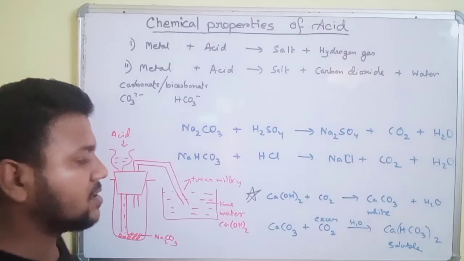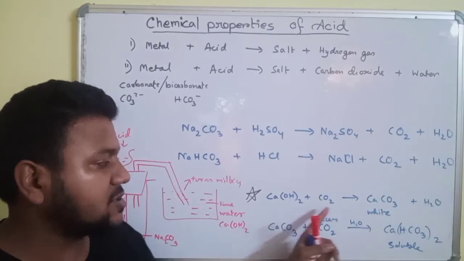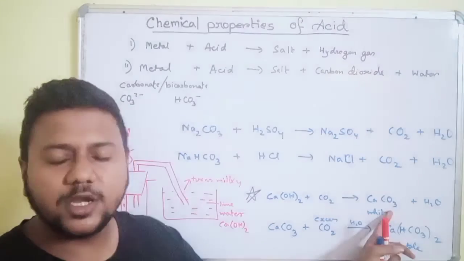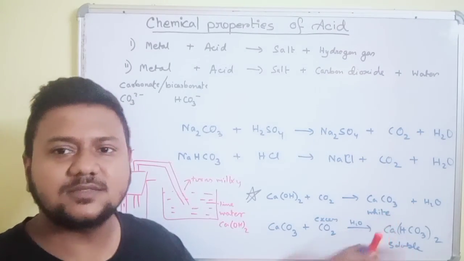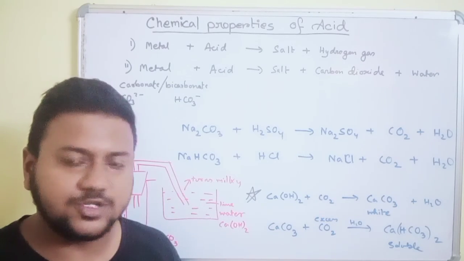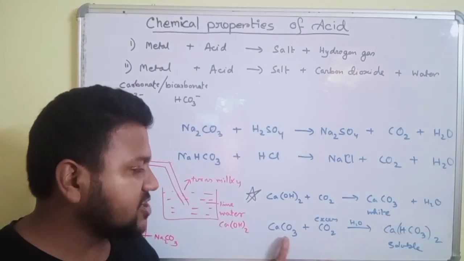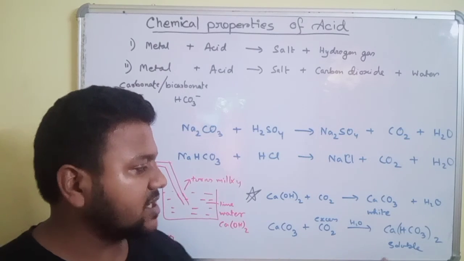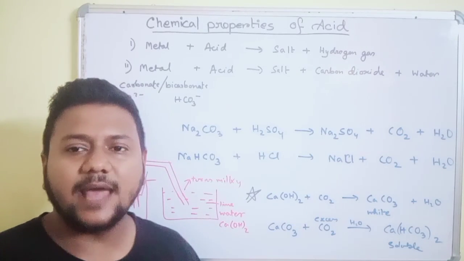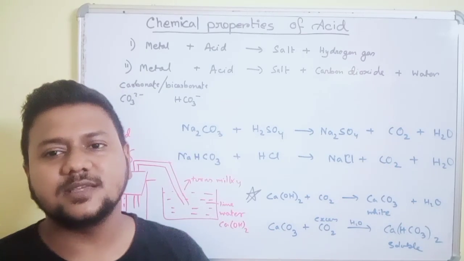This occurs because of this particular reaction. This is very important. This calcium hydroxide in the presence of carbon dioxide forms calcium carbonate, which is white in color and hence turns milky. But if excess of carbon dioxide is passed into the solution, this calcium carbonate with excess of carbon dioxide again forms calcium bicarbonate, which is soluble in water, and the milky solution again turns colorless.